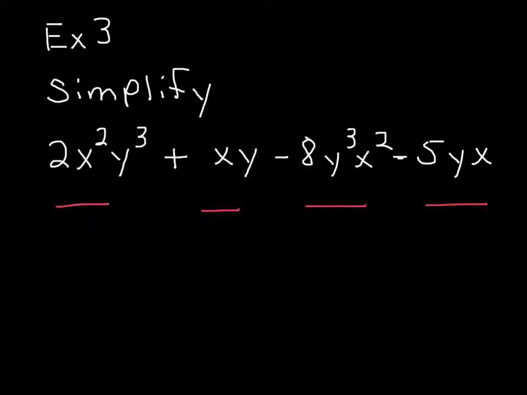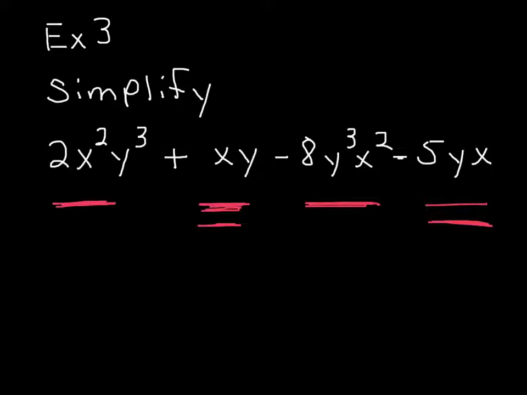Now what is the only way that you can combine terms? If you remember back to lesson 19, the only way you can combine terms is if they're like terms. Now notice this one here, that's an x squared y cubed. This term is an x squared y cubed. They're the same. This term is an xy. This term is an xy. So like terms are the same combination of letters, and notice what I've underlined are the same combination of letters.